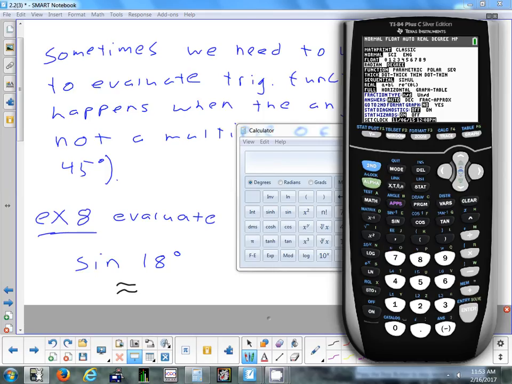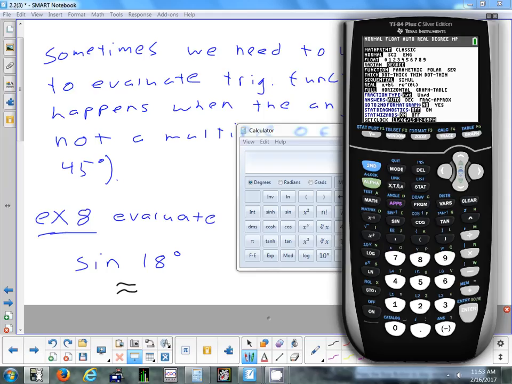If you've got one like this, a lot of people have this one, you've got a button at the top that says DRG. If you press DRG, 3 choices come up. You can use the arrows, and it'll underline the choice, and then just hit enter. And what's nice about this calculator is it tells you in the lower right. If it says RAD in the lower right, you're in radians. If it says DEG, you're in degrees.